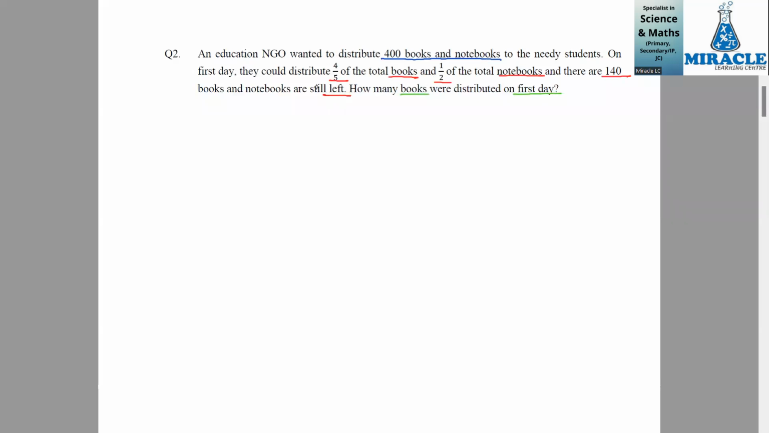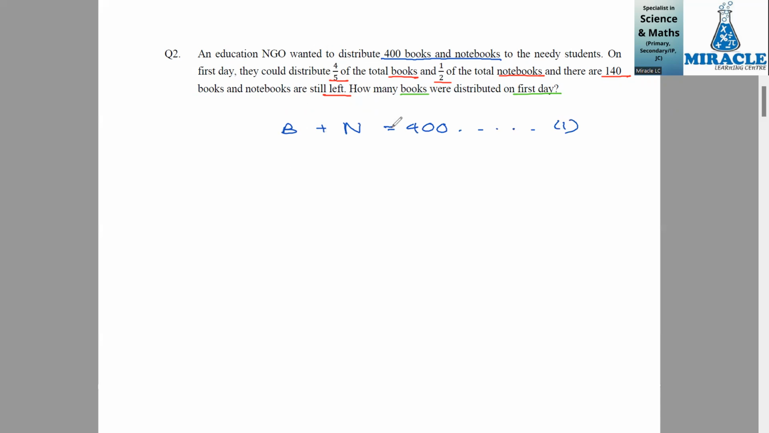So, we realize from our first two sentences, we can form two statements. The first statement would be that we know that the total number of books and notebooks is equal to 400. So, we can write B plus N equals 400. And this is our first equation.